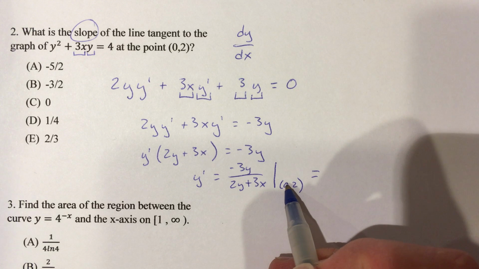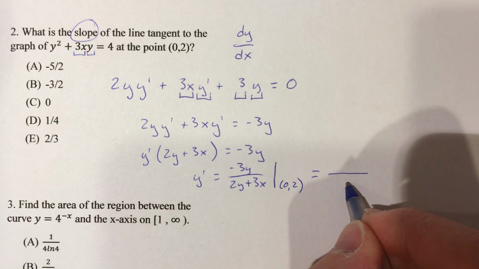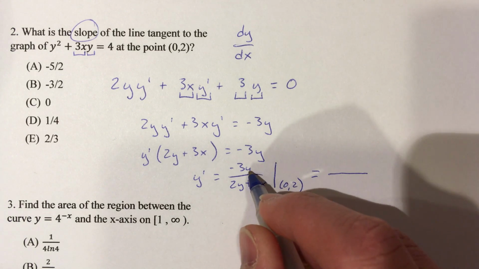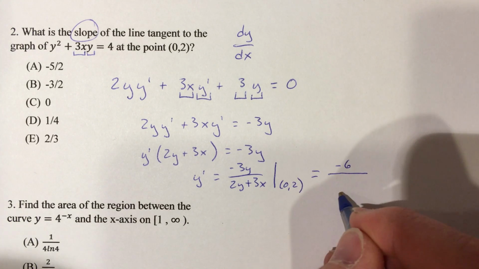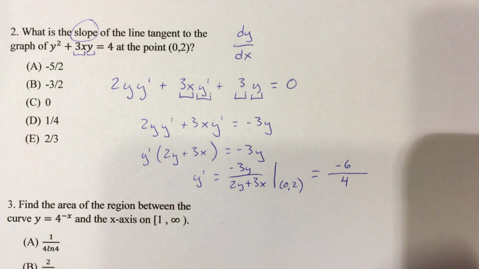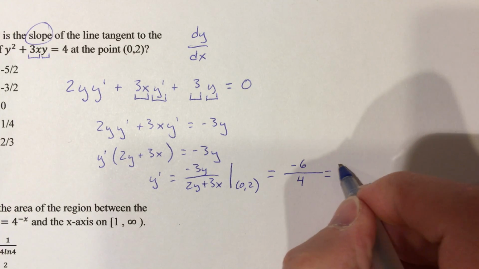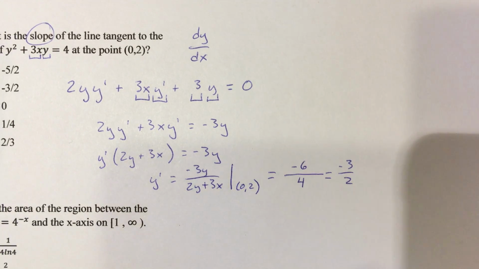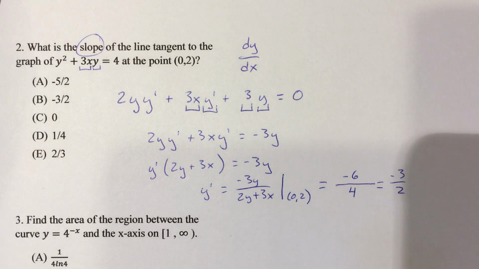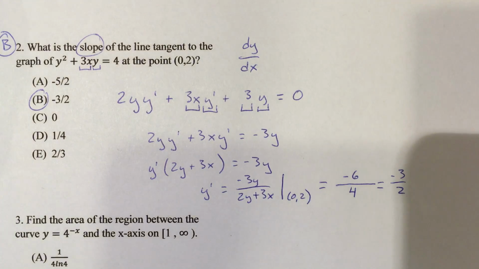Plugging in 0 for x, that goes away. Plugging in 2 for y, I get negative 6 over 4 plus 0, which I can reduce to negative 3/2. There we go. Looks like B. There we have it.